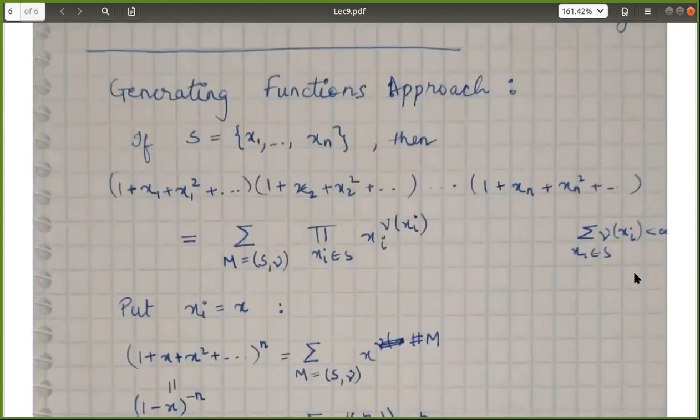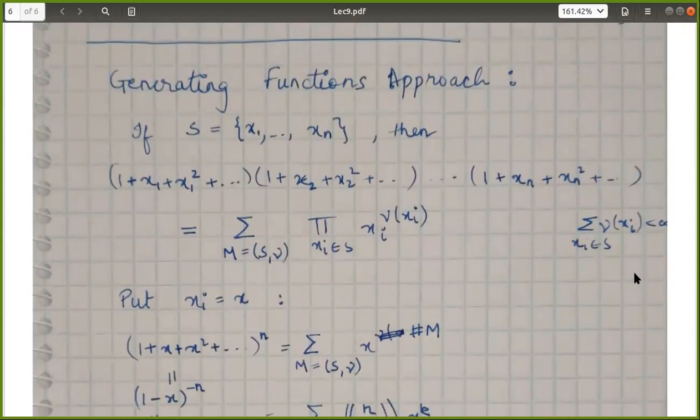Now, to see a generating functions approach to it, if S is the subset x1, x2, ..., xn, then the product of these series 1 plus x1 plus x1 square and so on, with the series 1 plus x2 plus x2 square and so on, all the way till 1 plus xn plus xn square and so on, is nothing but the summation of this entire quantity, and this summation runs over all the possible multisets of S. This thing is clear. This is just a way of writing.